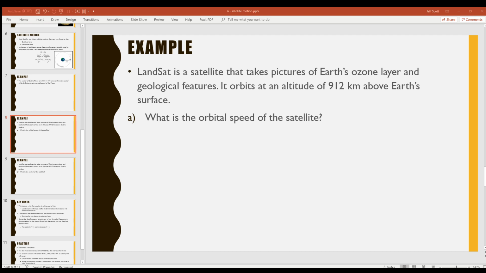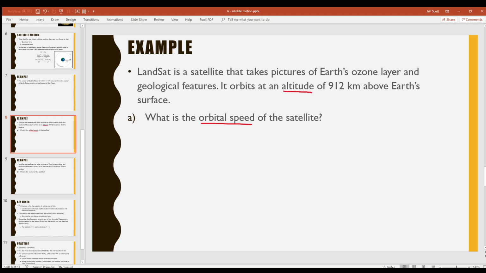Landsat is a satellite that takes pictures of Earth's ozone layer and geological features. It orbits at an altitude of 912 kilometers above Earth's surface. What is the orbital speed of the satellite? So a couple of things before I start this question. First of all, you're going to notice it's asking for the orbital speed. And it gives us an altitude.